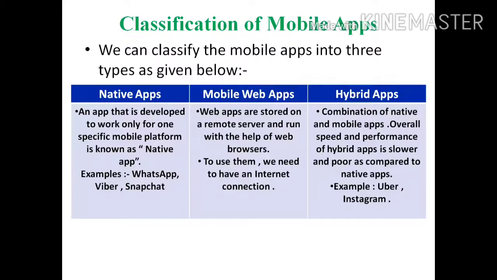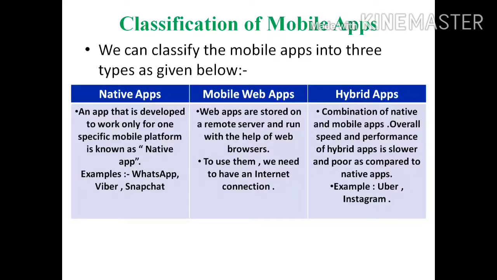That means if you have designed a mobile app, and that mobile app runs on a particular phone, on a particular mobile platform only, then that app is known as a native app. So what will be the behavior of a native app, children? Platform dependent. Examples of this are WhatsApp, Viber, and Snapchat.